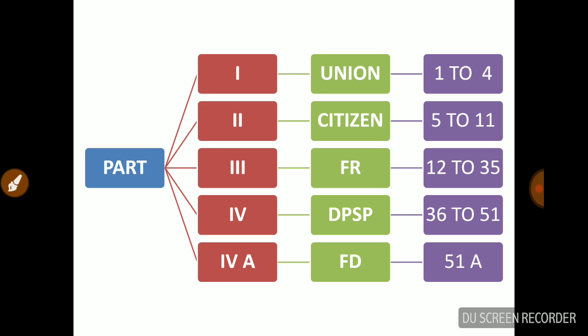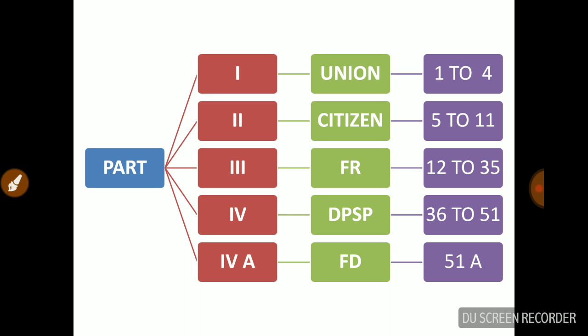Part 1 of the Constitution deals with the Union and its territory, and the articles inside this part are article 1, 2, 3 and 4. The second part is citizenship. After the land, the next important point is the people living in this nation. So the second part deals with citizenship. Articles 5, 6, 7, 8, 9, 10 and 11 are associated with part 2.